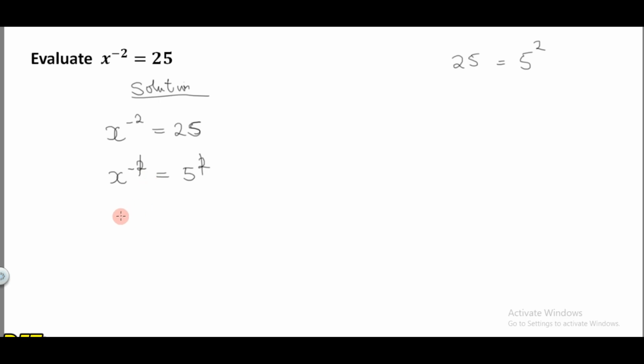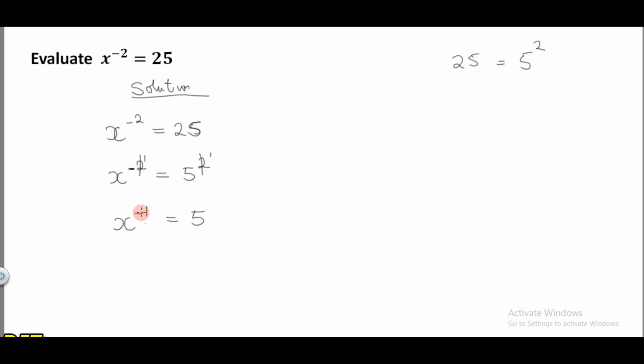So what I have left is x raised to the power of minus 1, because there is a minus sign here. 2 here is 1, right? Equal to 5 raised to the power of what? 1. And anything raised to the power of 1 is equal to that number. So 5 raised to the power of 1 is equal to 5 from the 1 index law of indices, right? So since I have x raised to the power of minus 1 is equal to 5, right?